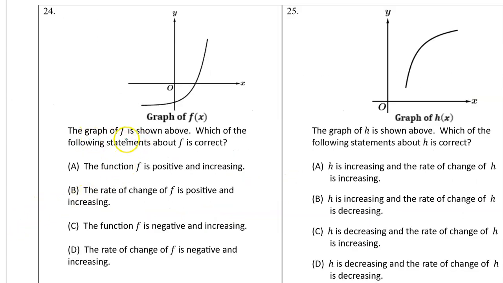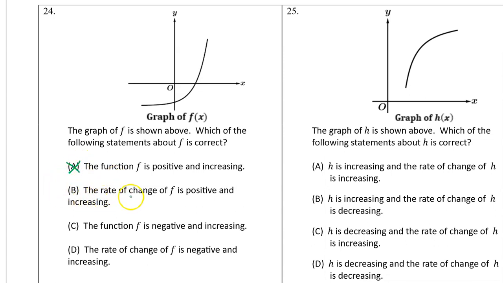Number 24. The graph of f is shown above. Which of the following statements about f is correct? Statement A says f is positive and increasing. Well, f is increasing because from left to right it is rising. Is it positive? Well, f being positive means that it is above the x-axis. Part of it is, part of it isn't. So the answer cannot be A.